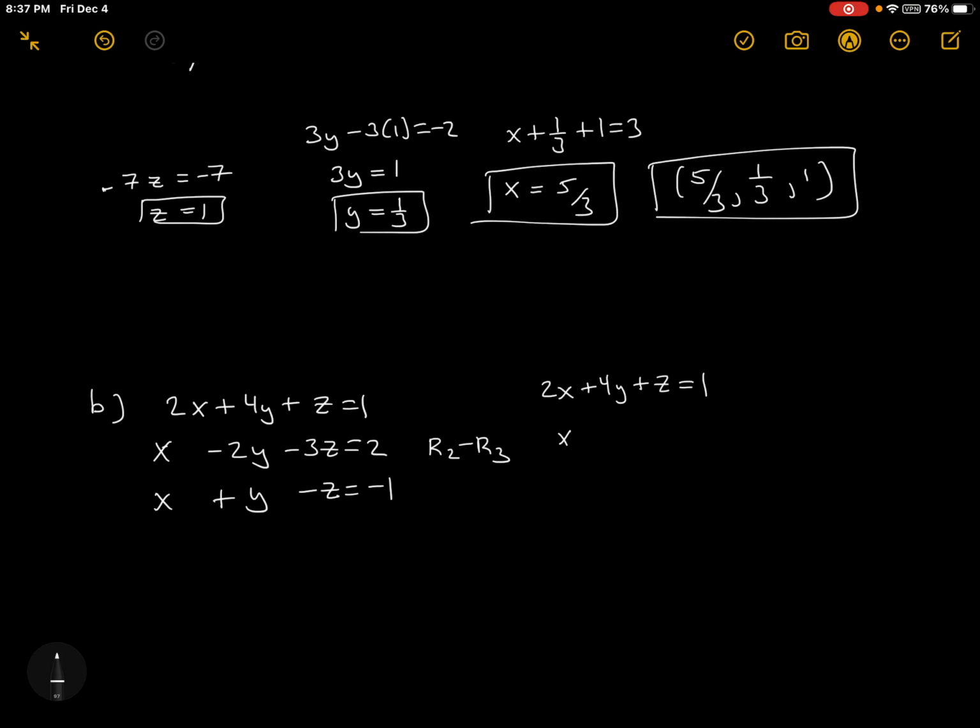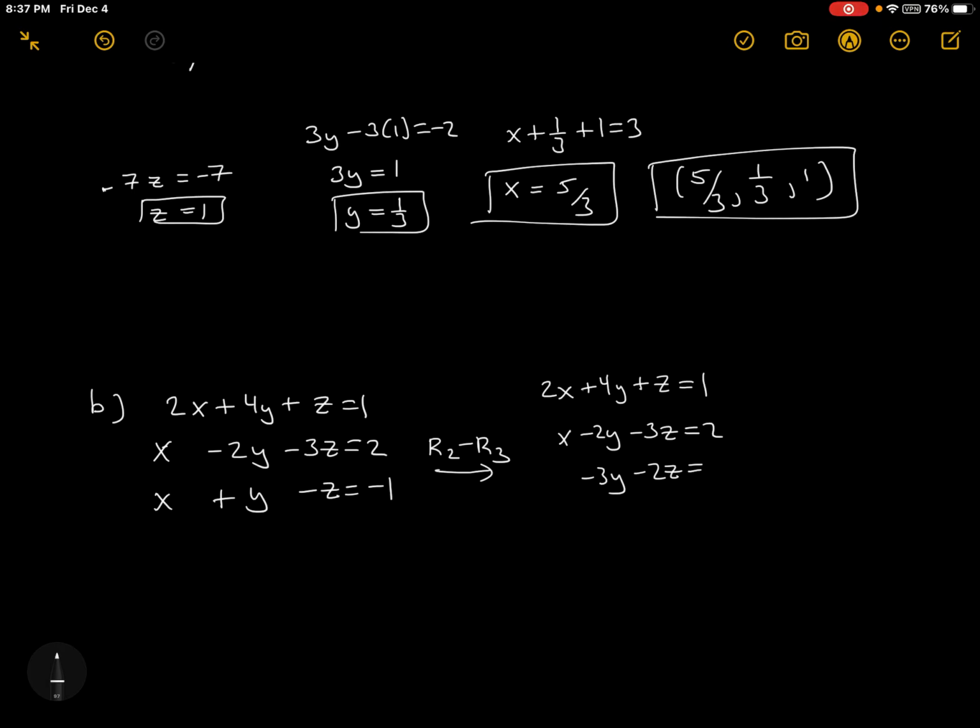So this guy right here is x minus 2y minus 3z is equal to 2. And let's do some math here. X minus x is 0. Negative 2y minus y is negative 3y. Negative 3z minus negative z, which is negative 3z plus z, is negative 2z.